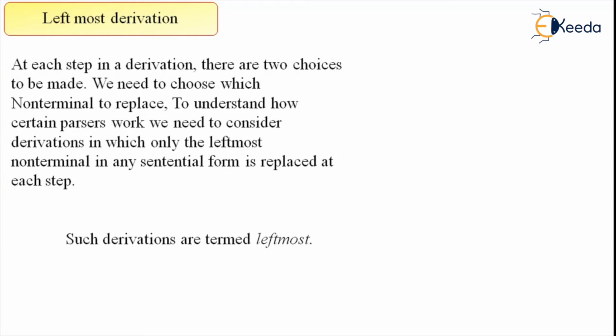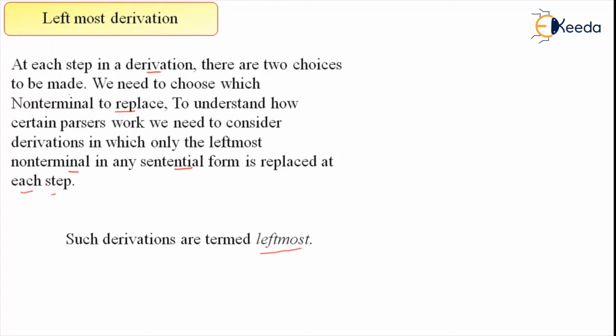Now let me just read the definition, then I'll explain it. At each step in a derivation, there are two choices to be made. We need to choose which non-terminal to replace. To understand how certain parsers work, we need to consider the derivation in which only the leftmost non-terminal in any sentential form is replaced at each step. Such a derivation is termed a leftmost derivation.